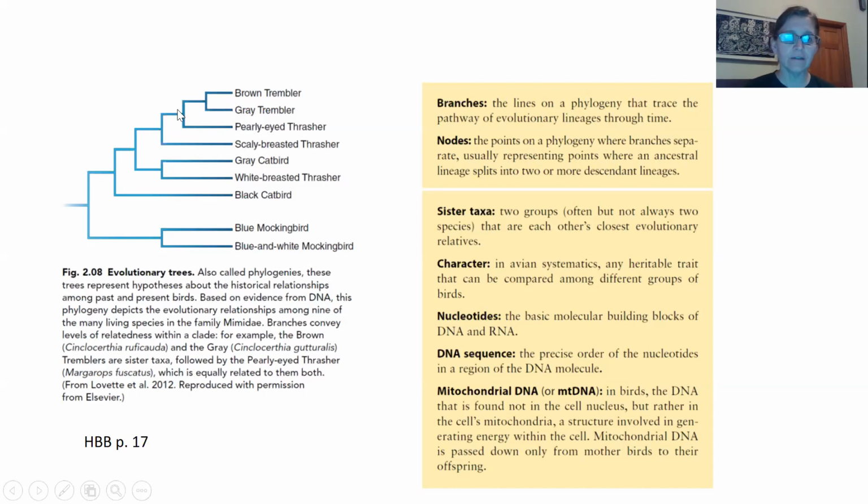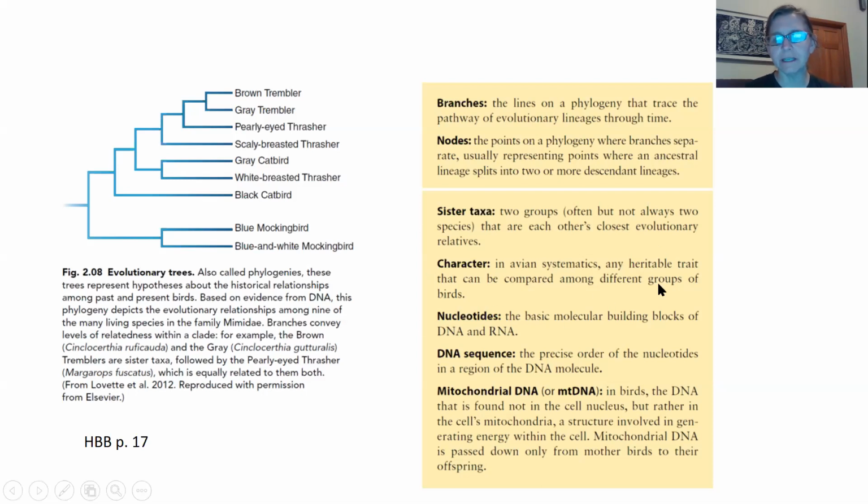And so if you look at this node here where brown trembler and gray trembler is, at this point of the phylogeny, there was some ancestral form of something that's a trembler that led to those two lineages, that led to the brown and to the gray trembler. It wasn't one or the other, it was some ancestor of them. And they split from that ancestor to become two separate species. Likewise, at this node, there was some ancestor that split and evolved to become, one group became pearly-eyed thrasher, the other split to become these tremblers, which they further differentiated. So you can go back to nodes further back in time and think of those as the ancestral forms that split into different groups. Sister taxa are two groups, but not always two species, that are each other's closest evolutionary relatives.